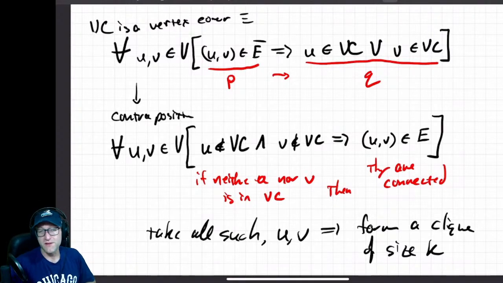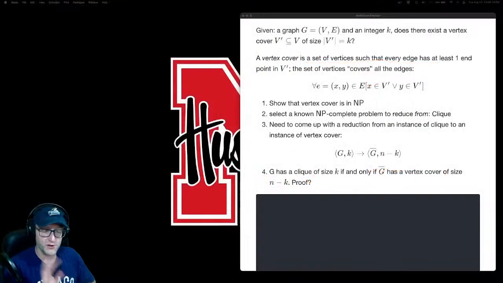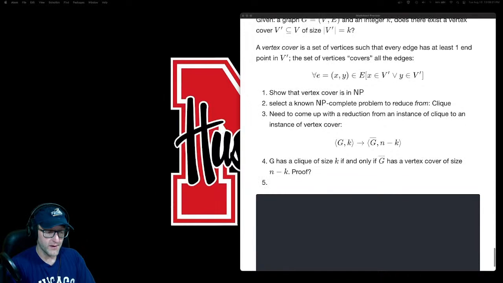Oh, and then finally, step 5, of course. I'll do a hand-wavy version of step 5 here. We just have to show that the mapping is computable in deterministic polynomial time.